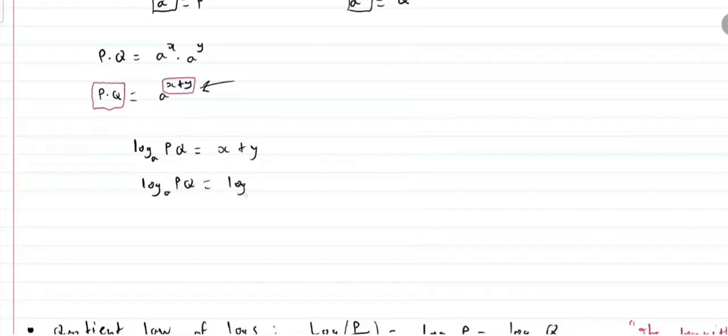So we get log base a of p times q is equal to log base a of p plus log base a of q. Alright, and that's the proof.